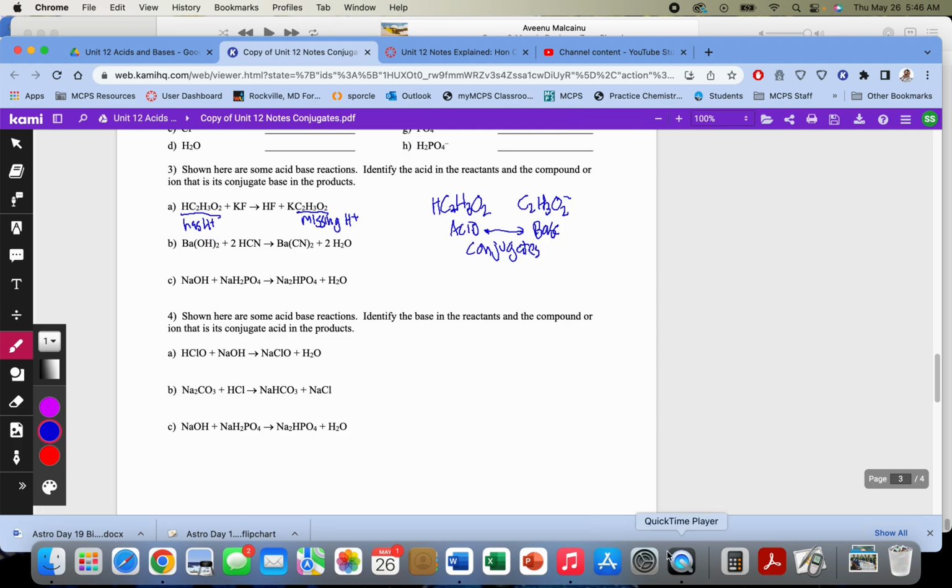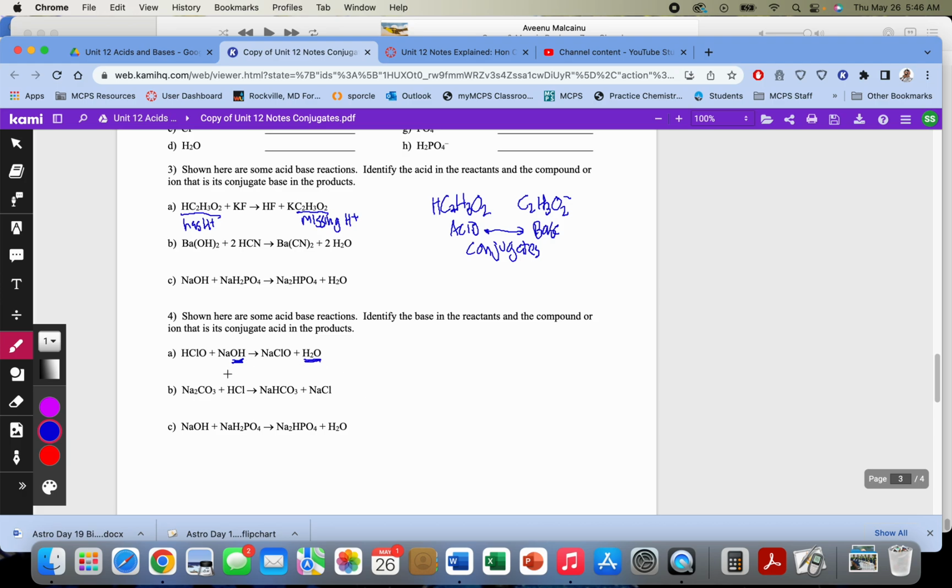Right? And so these are our two conjugates for this reaction, our conjugate acid and conjugate base. In this compound, I'm looking for a base, and so I'm looking for an H plus receiver. Well, over here is our guy that's taking the H plus because it becomes water.